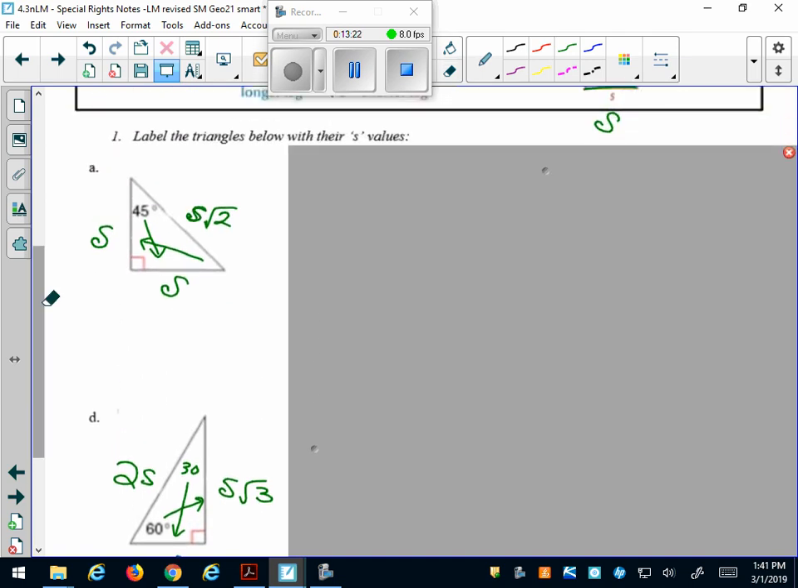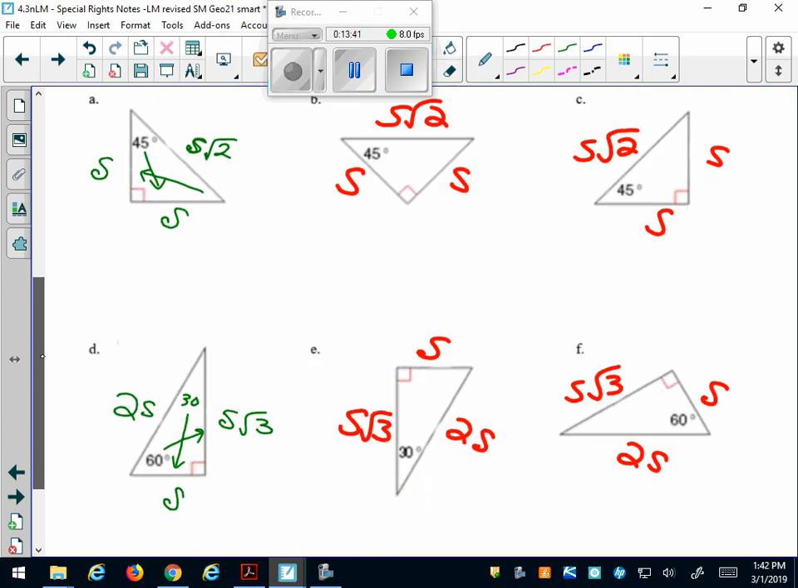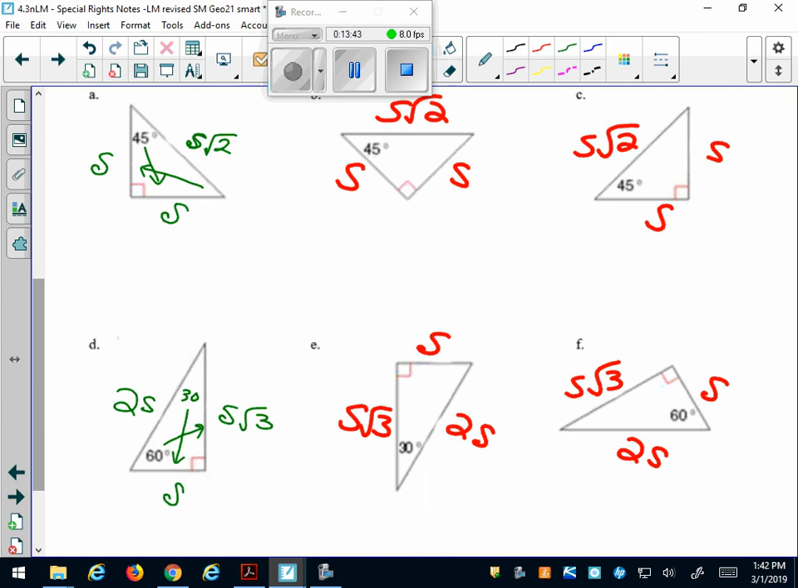Okay, there's 4 more triangles on this page. All you need to do here, you're not solving for anything, you're not calculating anything. I just want you to label the sides. S, S, S root 2 for the 45s, and S, 2S, and S root 3 for the 30, 60, 90s. All right, so here's the answers there. Make sure you check carefully you've got everything in the right spots. This is kind of like labeling for trigonometry. We did O, A, and H. Remember how important that was? It's the same thing.